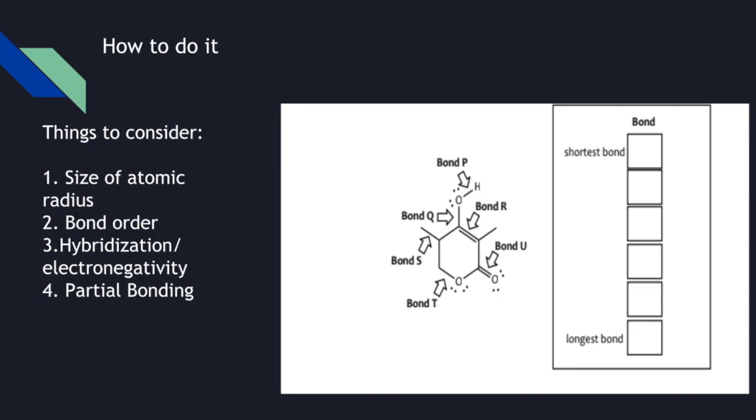Number 2, bond order. For a given bond between 2 atoms, a triple bond is shorter than a double bond, and a double bond is shorter than a single bond. A carbon-to-carbon double bond is shorter than a carbon-to-carbon single bond.